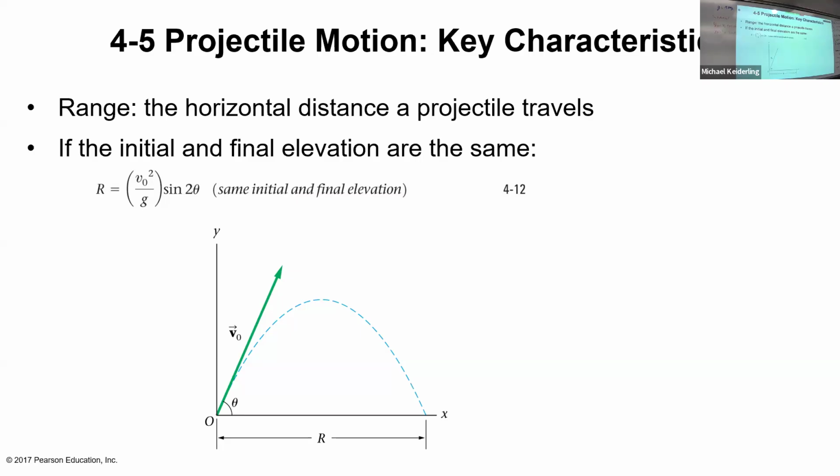So the initial and final elevation are the same. So y equals y naught. We start with 0 equals v naught sine theta t, minus 1/2 g t squared. We want to find t.